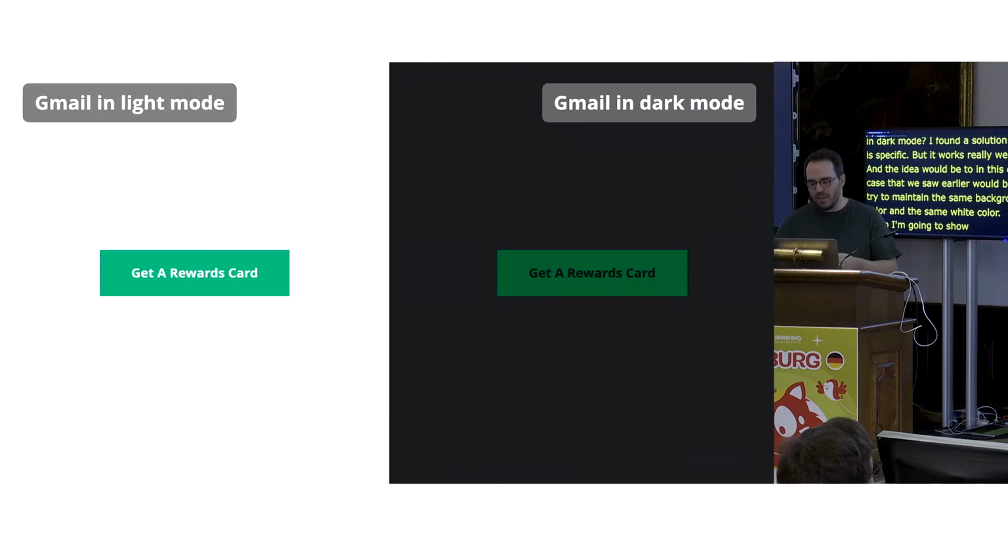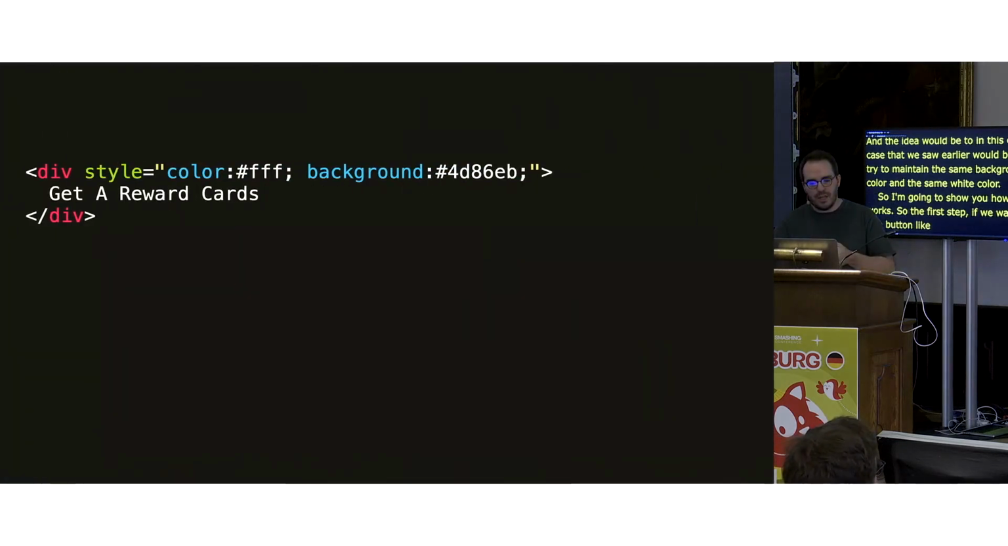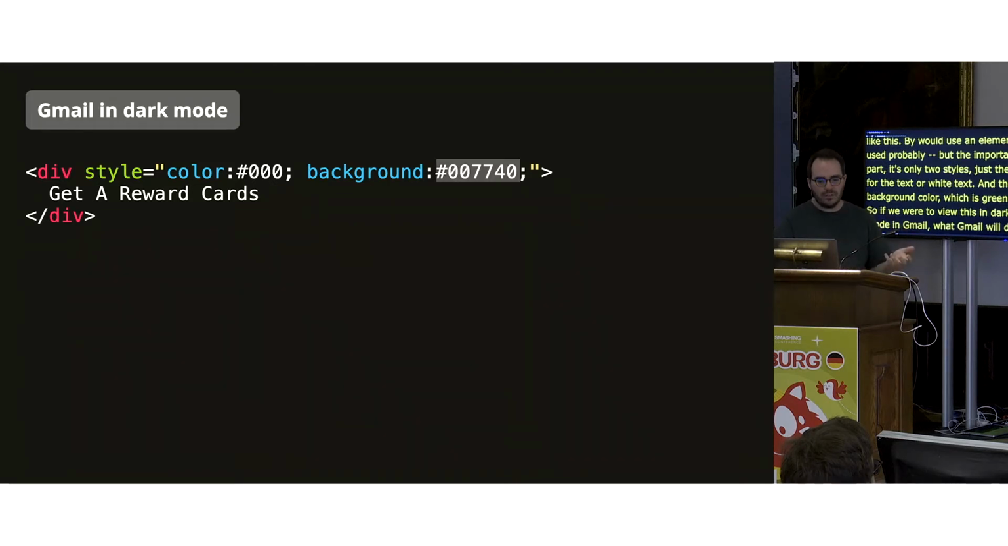how it works. So the first step, if we wanted to code a button like this or a small element like this, we would use simply an element. I used a div here, which seems wrong. Probably should have used an A. But the important part is that it only has two styles, just a color for the text, so white text, and a background color, which is green here. If we were to view this in dark mode in Gmail, what Gmail will do is invert the text color and change the background color to a different value.